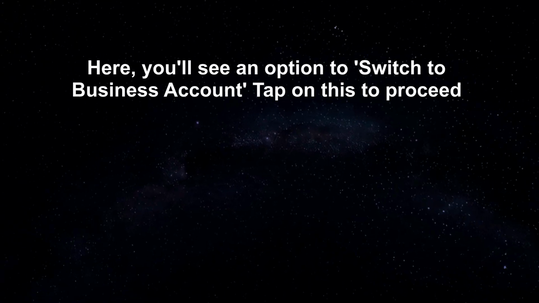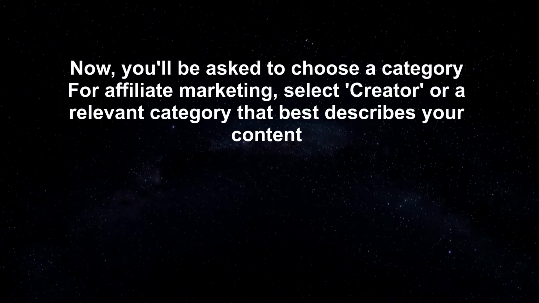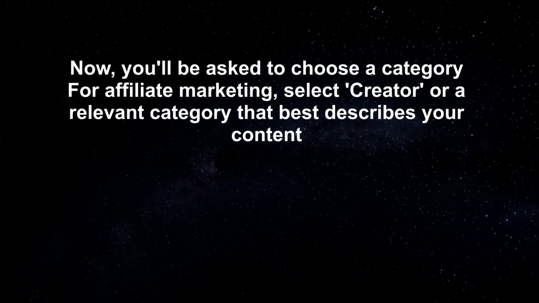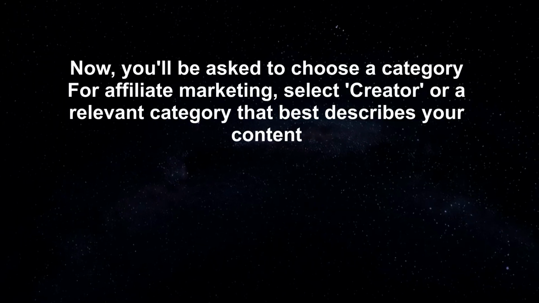Here, you'll see an option to switch to business account. Tap on this to proceed. Now, you'll be asked to choose a category for affiliate marketing. Select Creator or a relevant category that best describes your content.